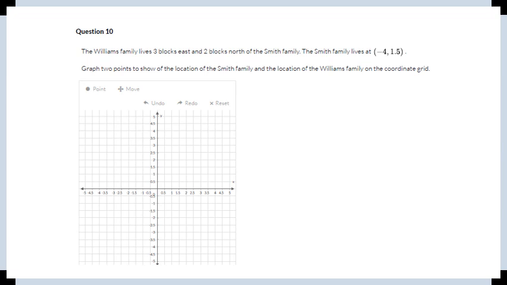The Williams family lives 3 blocks east and 2 blocks north of the Smith family. The Smith family lives at -4, 1.5. So here. Okay, and the Williams family lives 3 blocks east, that's to the right, and 2 blocks north. Right there. So I would actually erase the line and only graph the 2 points.